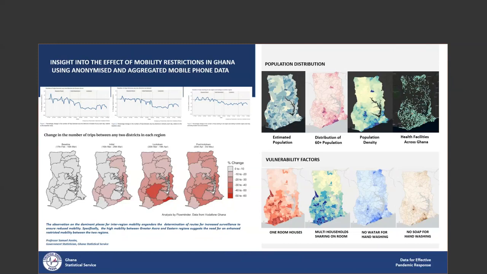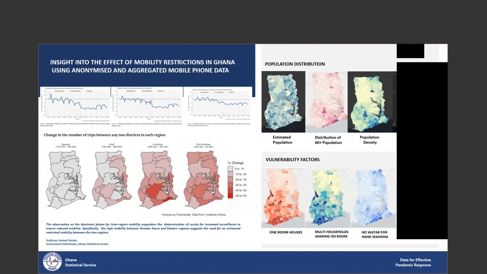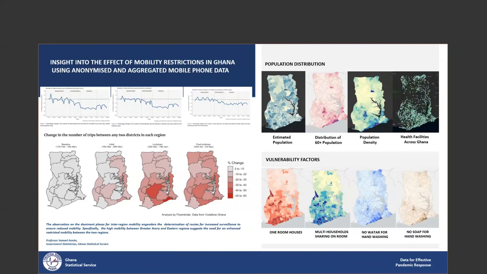Now, the vulnerability factors that we looked at were the number of people who shared a one-room house, where you have multiple households settling in the same one-room environment. So we realized that the more people you have sharing a room or a facility, the higher the tendency of the virus being spread across those people.